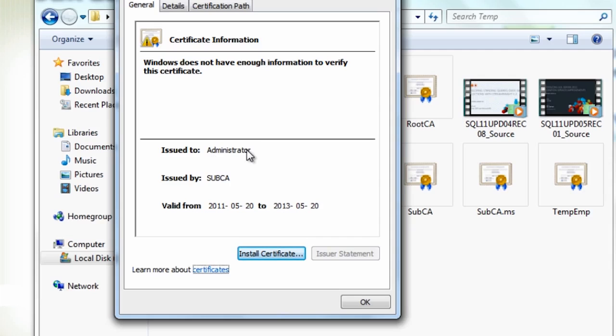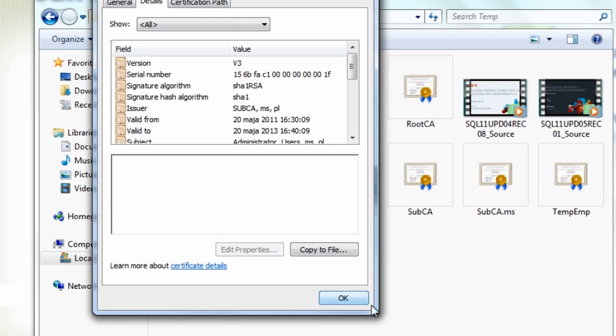It was issued to someone who is presented as the administrator. We can see that it was issued by a certification authority called SUBCA. We can also see that the certificate is valid for 2 years from the date of issue. Let's look now at the details of the certificate. We have information that this is the third version of the X509 protocol.